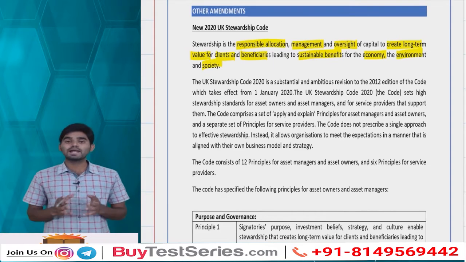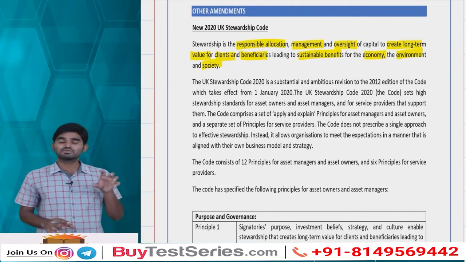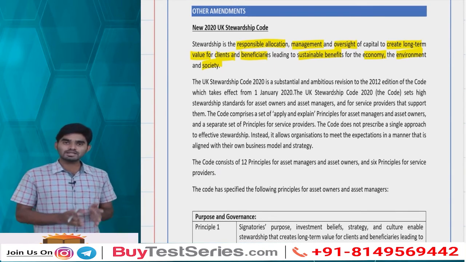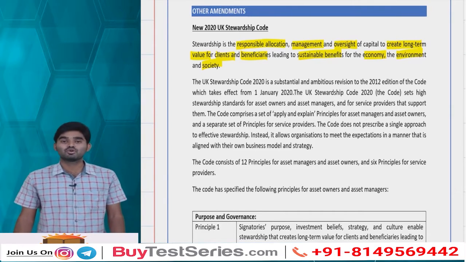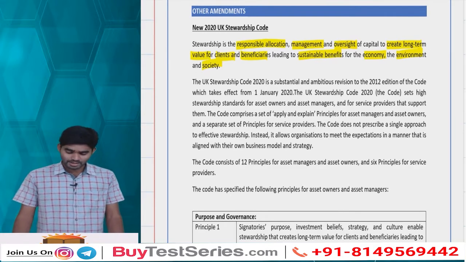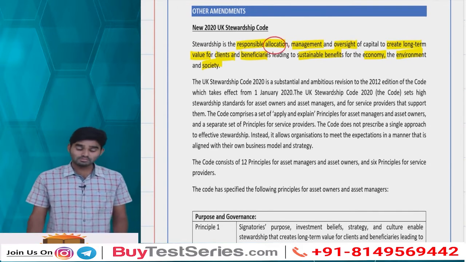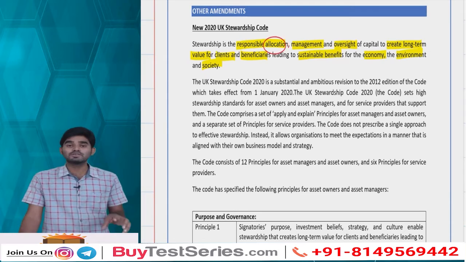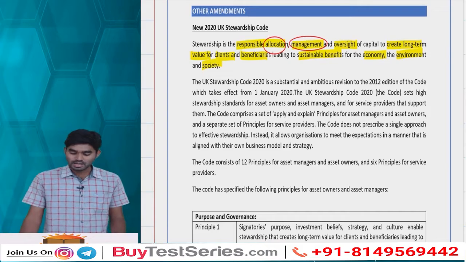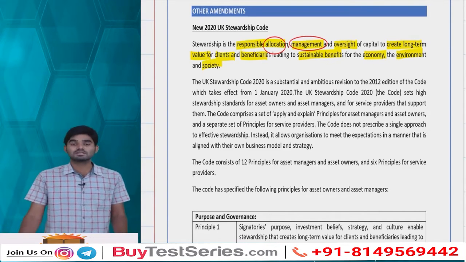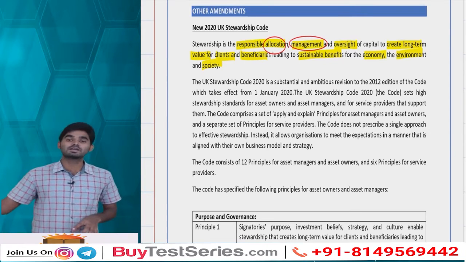in what manner you are going to manage these particular assets. You being a steward, what are the important principles that you have to keep in mind when you are managing these assets is what this UK Stewardship Code talks about, where it says that stewardship is a responsible allocation. You have been put up with certain responsibility for the management of that particular asset, and the oversight of capital, because whatever amount you pooled from different individuals, you may end up in investment of some other company.